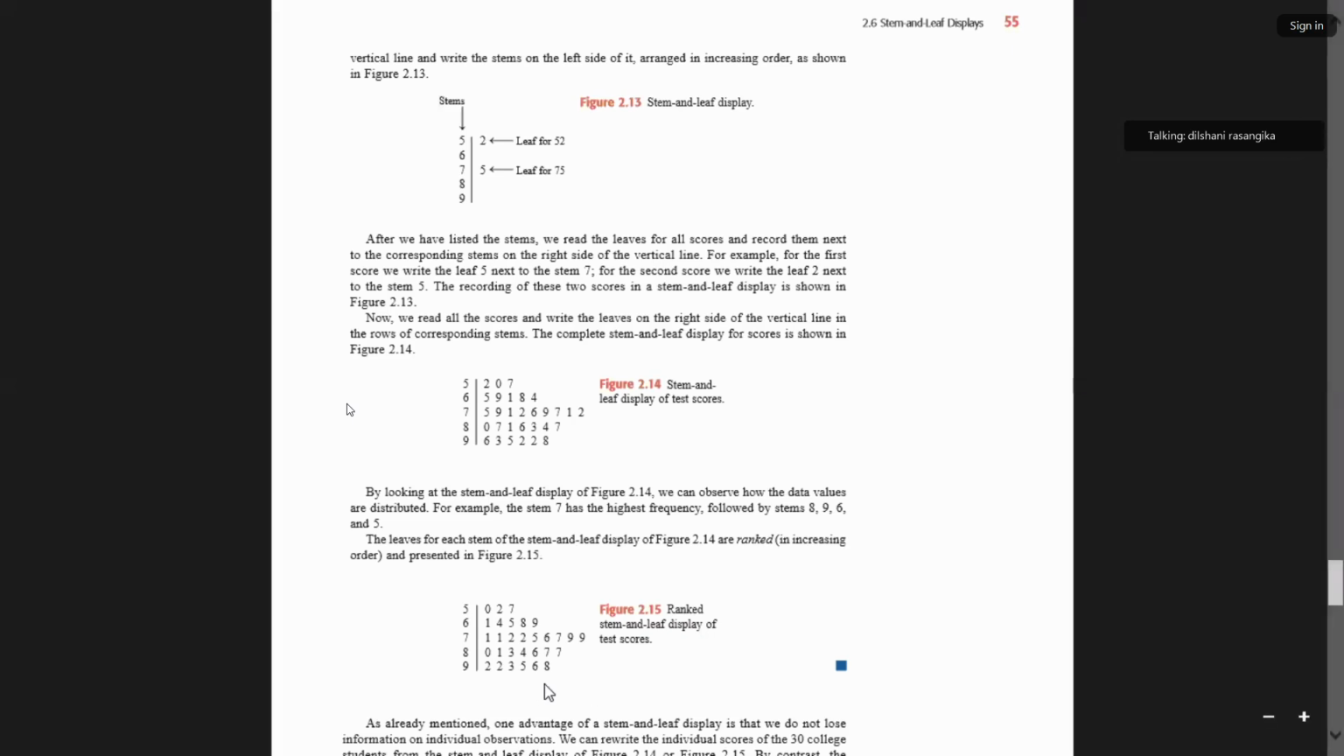So for an odd number, how can you find the middle position? 15 plus 1 equals 16. 16 divided by 2 equals 8. The 8th position is the Q1, right? So then you can find Q3 as well, right? Okay, likewise, you can find Q1 and Q3 by using such a stem and leaf diagram by counting the data, right?